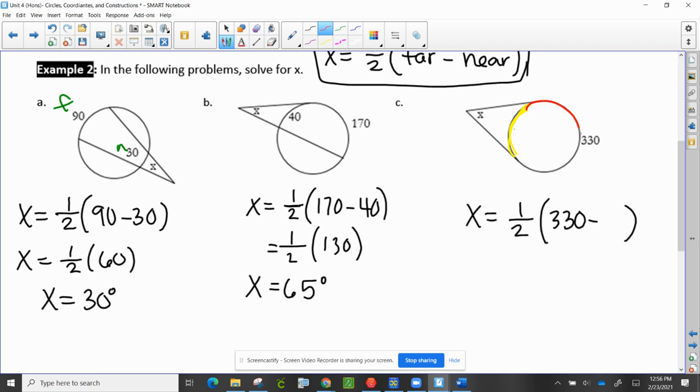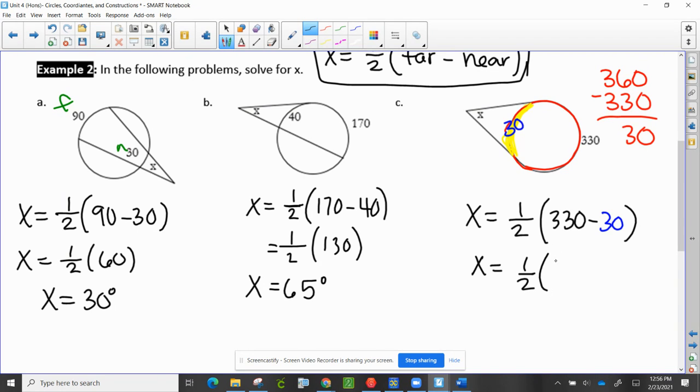Now remember, the entire circle is how many degrees? Well, our entire circle is 360 degrees. Okay, so to find just this part, I have to take away this major arc here. Well, we know the major arc is 330. So if I subtract that off, I get a leftover measurement of 30 degrees. So that makes my near arc 30 degrees. So now I can finish up and solve this problem. We have 1/2. Okay, 330 minus 30 would be 300. Half of 300 is 150 degrees.